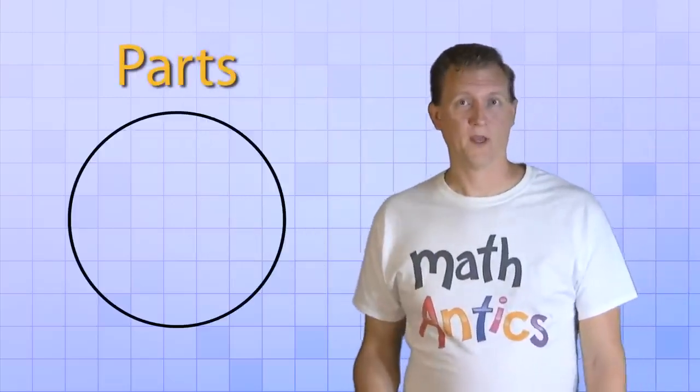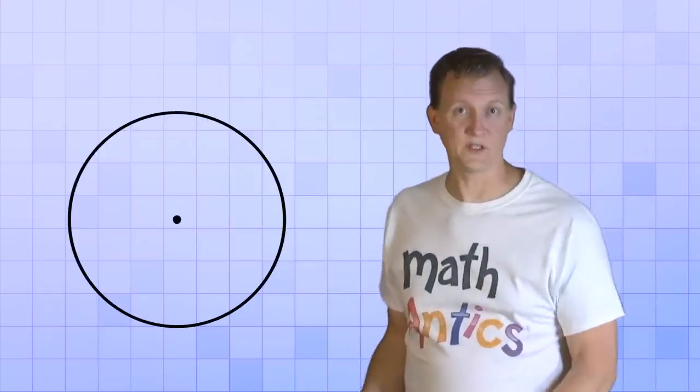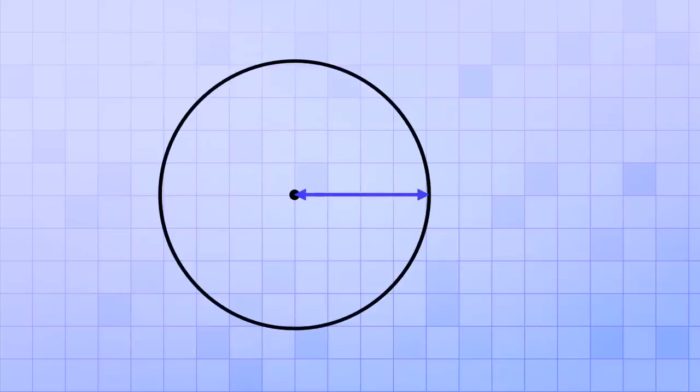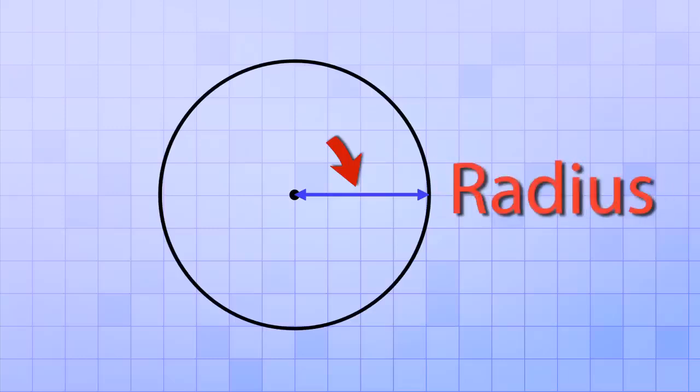Okay, now let's learn about the parts that make up a circle. First of all, we have the original point that we started with. That's called the center or the origin of the circle. Next, we have the distance that we use to draw all of the equidistant points that form a circle. That distance is called the radius.